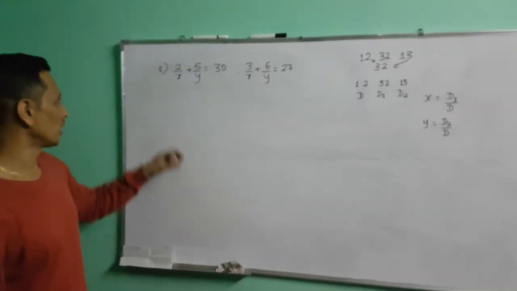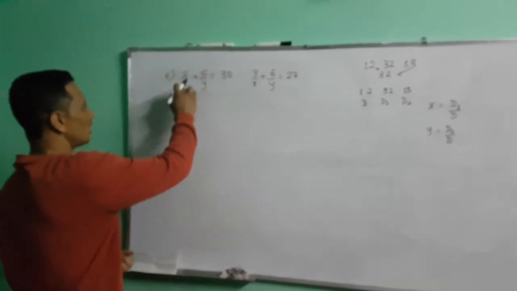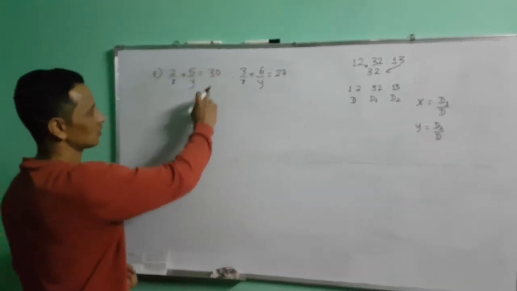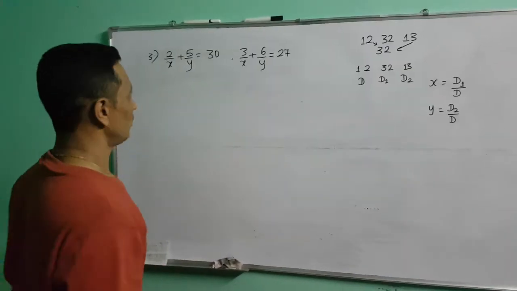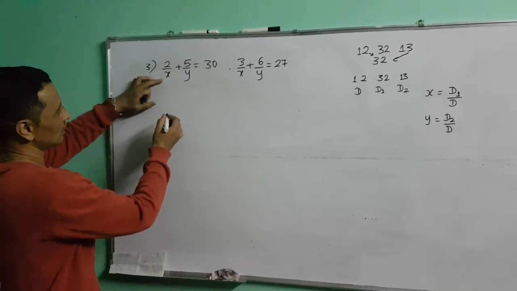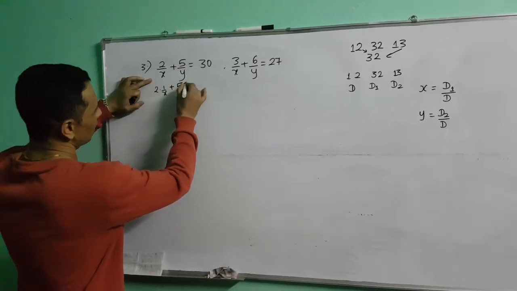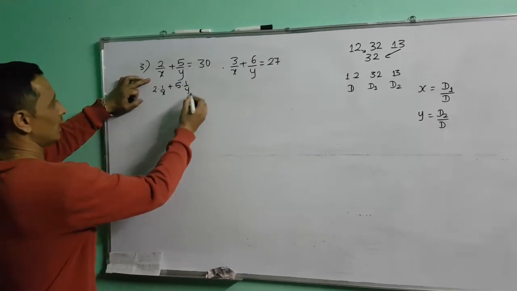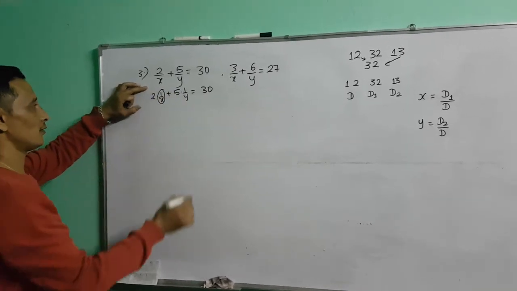Okay. Now the next question is 2 by x plus 5 by y equals to 30, 3 by x plus 6 by y equals to 27. In previous questions, x was in the numerator, but here x is in the denominator. It's like 2 into 1 by x plus 5 into 1 by y. In this case, we take 1 by x as the variable.